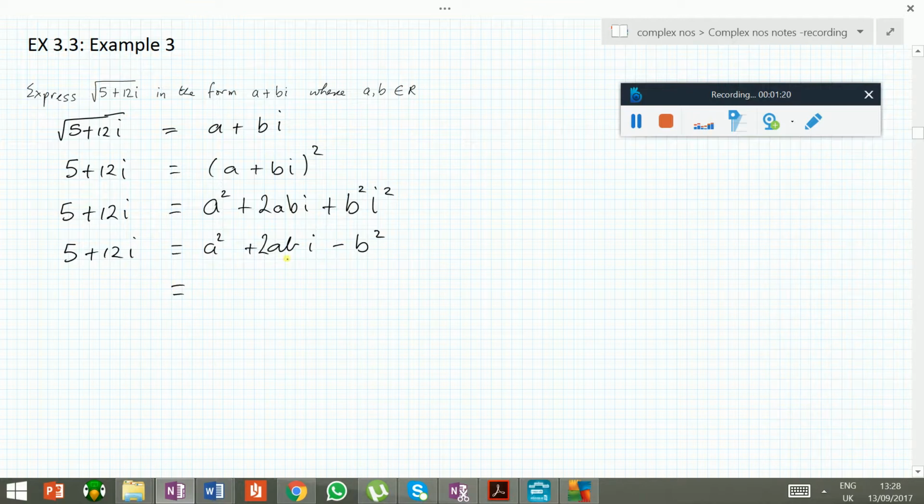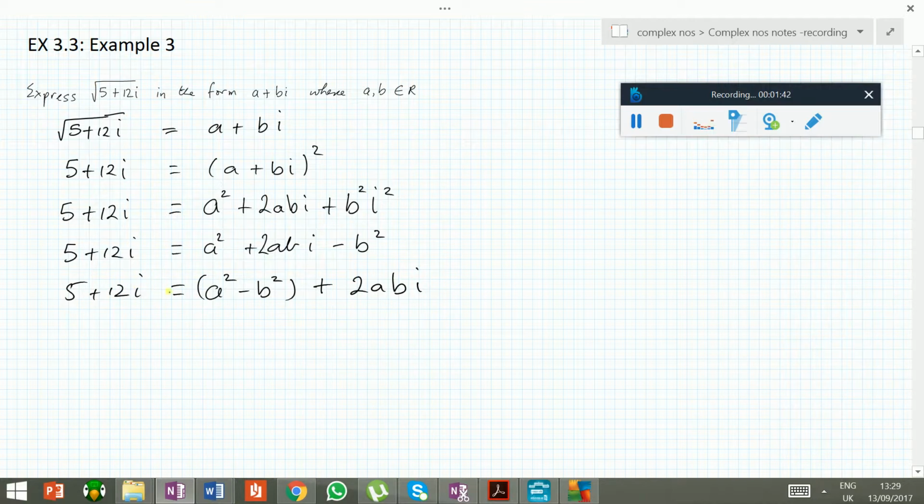Now the next thing is to group the reals together and the imaginary parts. The reals are those things that don't have an i attached, if you like. So you get a squared minus b squared, and that's the real part. And then the imaginary part is 2ab, and then times i.